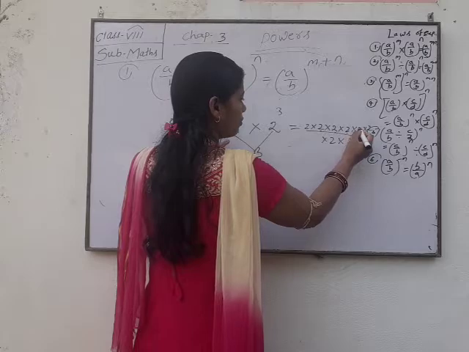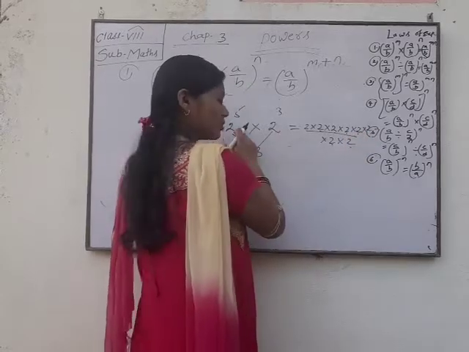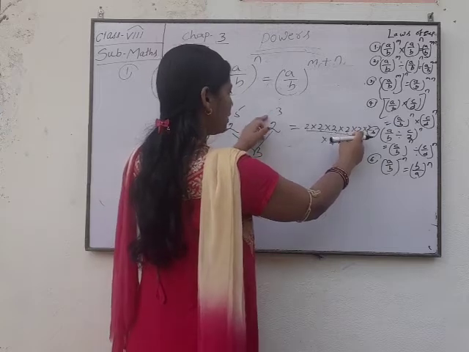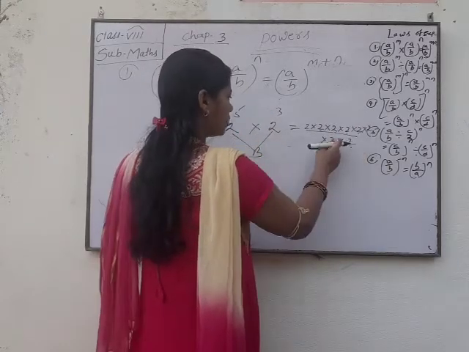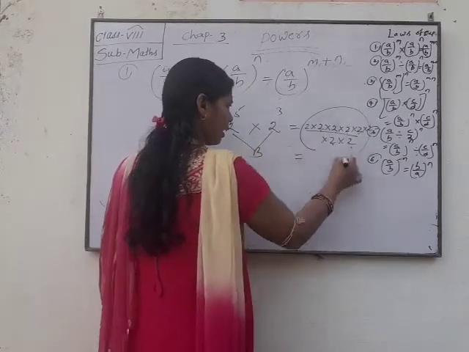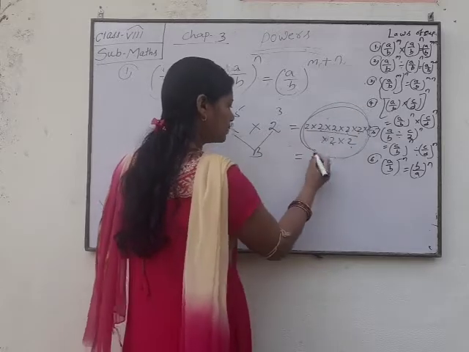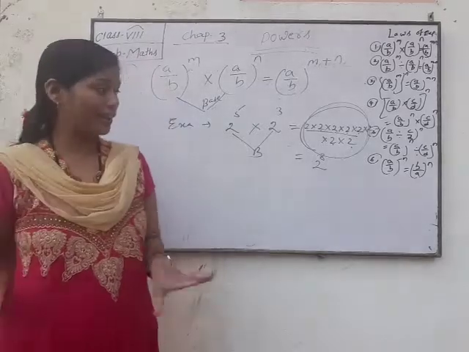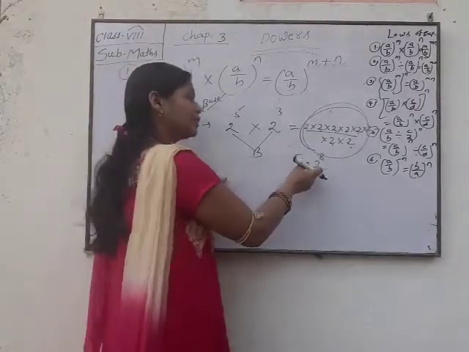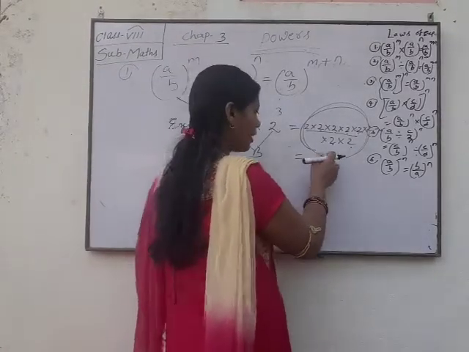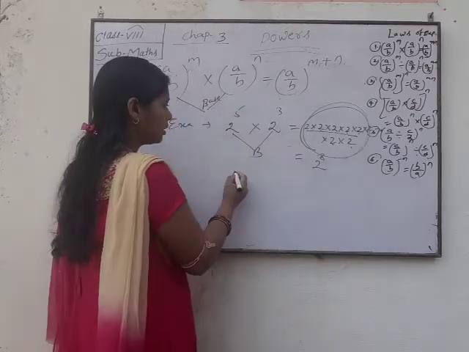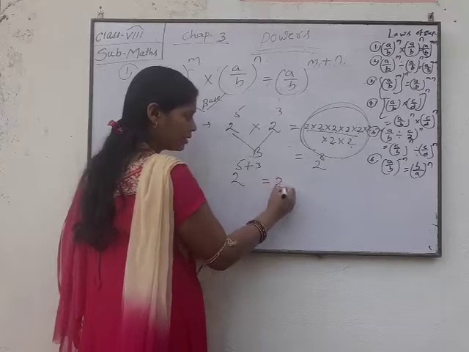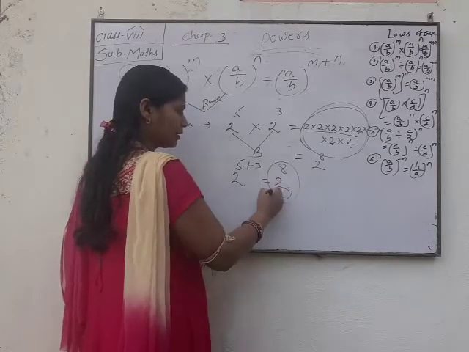1, 2, 3, 4, 5, 6, 7, 8. 8 times. Here 2 to the power 5, 1, 2, 3, 4, 5, and here 2 to the power 3. It means 3 times, 1, 2, 3. So your total, how many 2's here? Total, your 8 2's. So directly we can write 2 to the power 8. It means your 2 to the power 5 plus 3. This is 2 to the power 8.